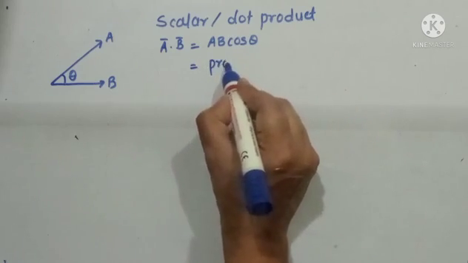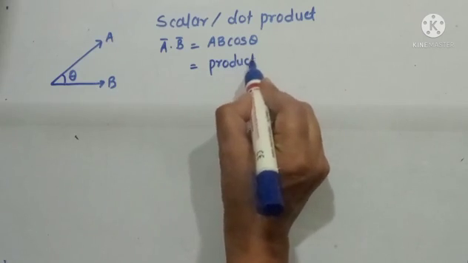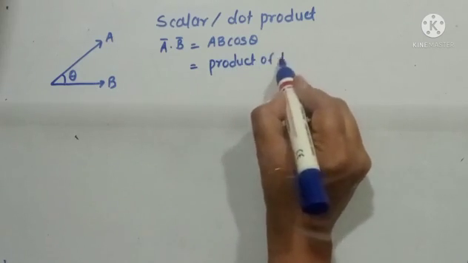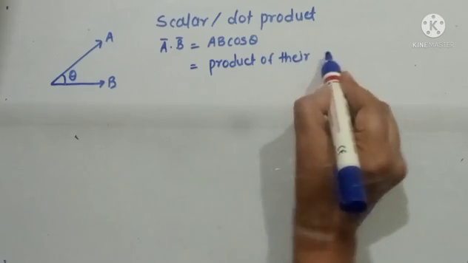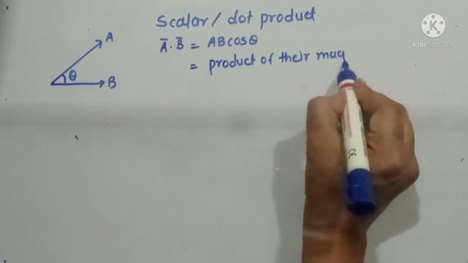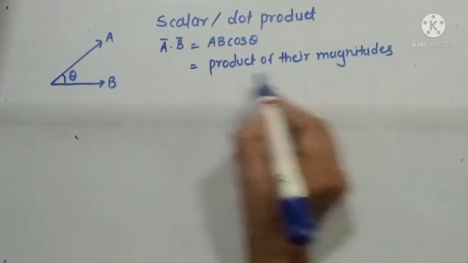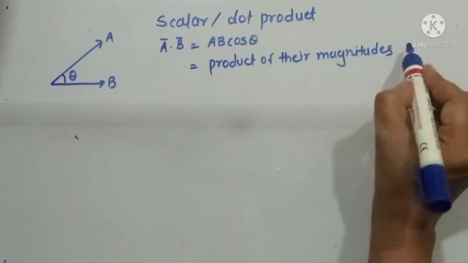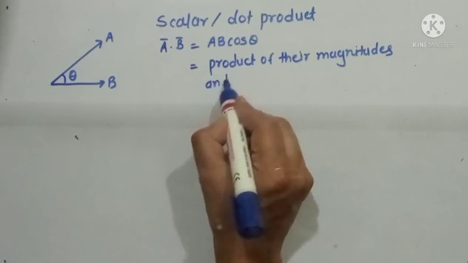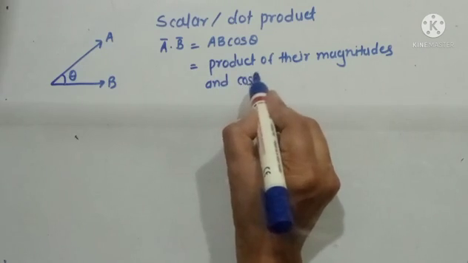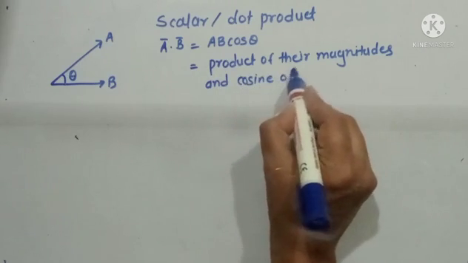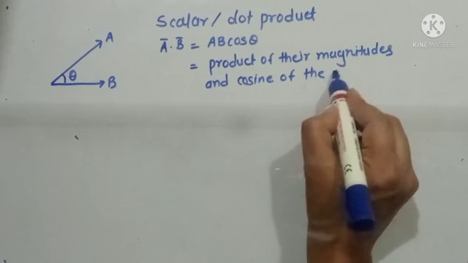I will write it here: product of their magnitudes and cosine of the angle between them.